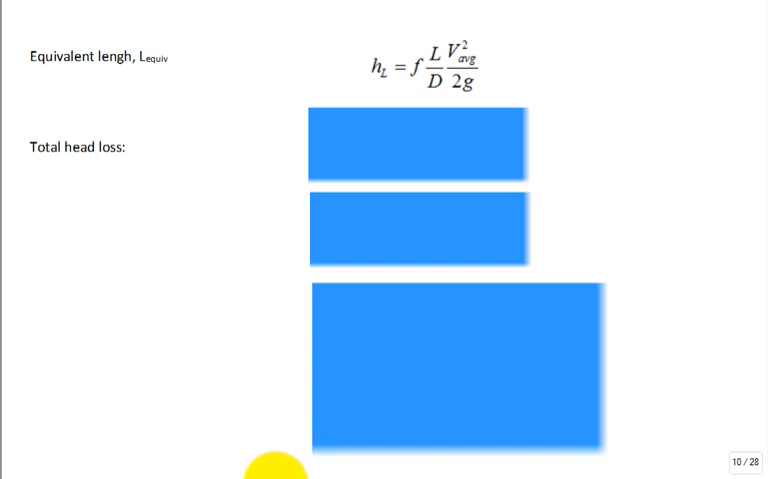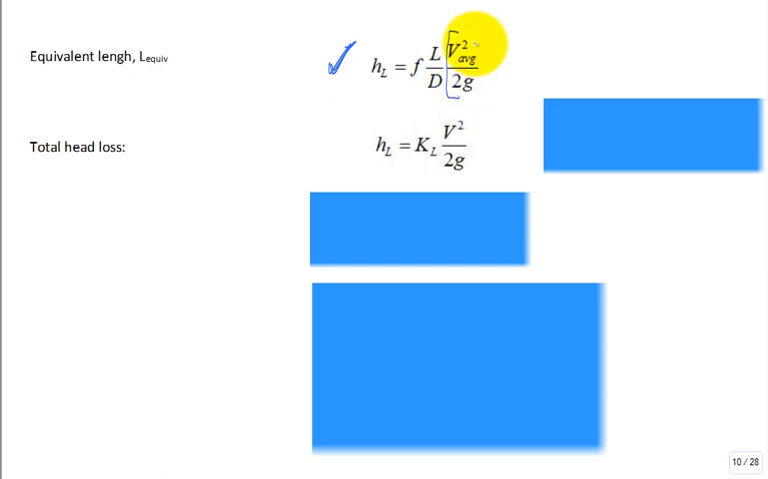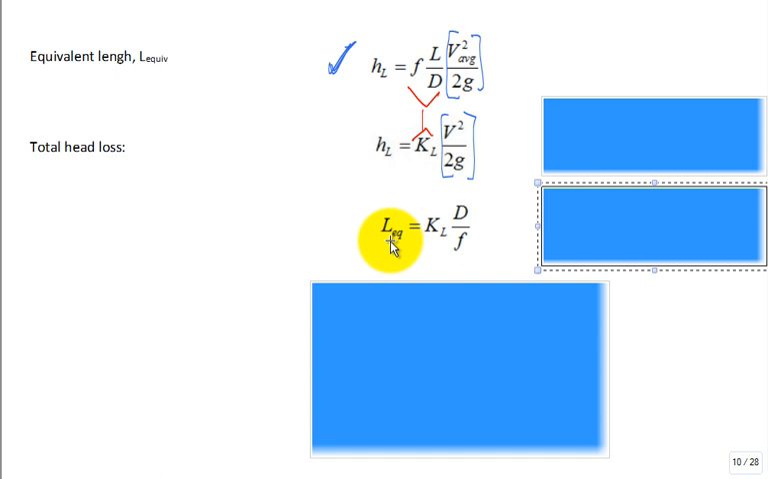You also have the concept of equivalent length. So you take a look at this equation right here. We're familiar with this equation. And then you look at the equation just developed for the minor losses, true? And you just look and you say, they look so similar. This term is the same as that term. So I could define an equivalent length just by equating these two right here. And when you do that, you find that the equivalent length is the loss coefficient times diameter over the friction factor. Make sense?